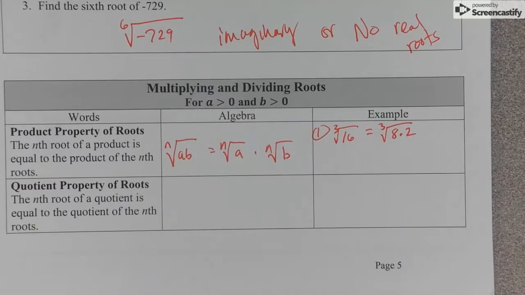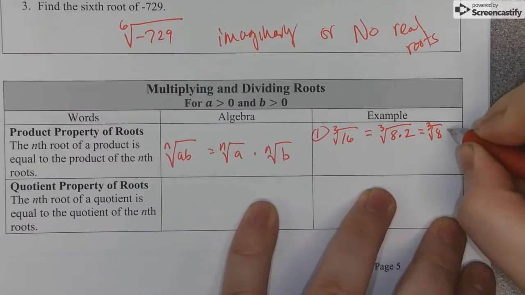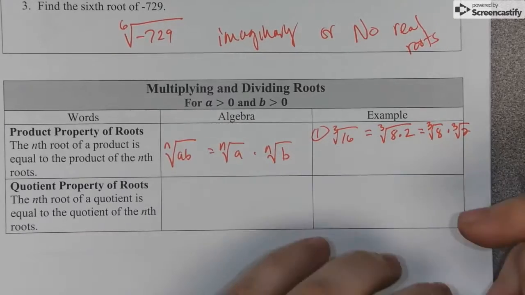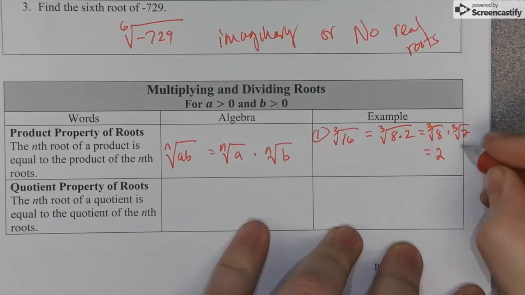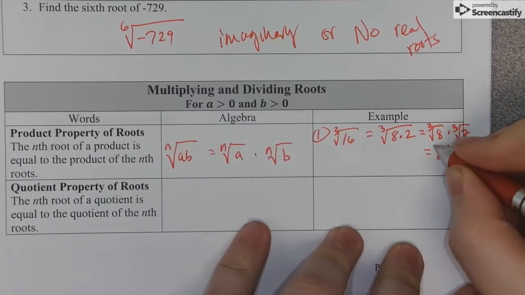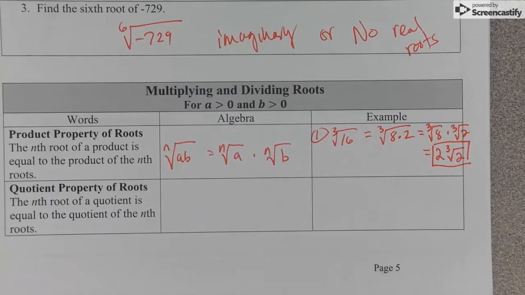So 8 is a cube number. So I can break this apart as the cube root of 8 times the cube root of 2. And certainly we can do the cube root of 8. That's just 2. We can't do the cube root of 2, so we're just going to leave it as cube root of 2. So that would be our answer: 2 cube root of 2.